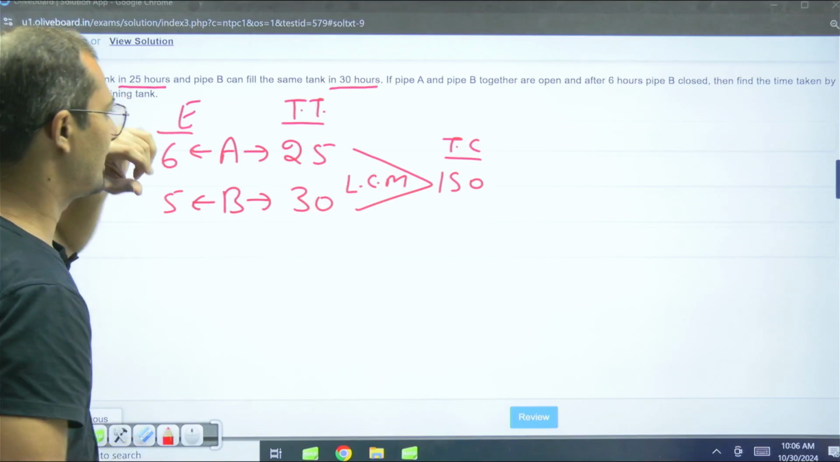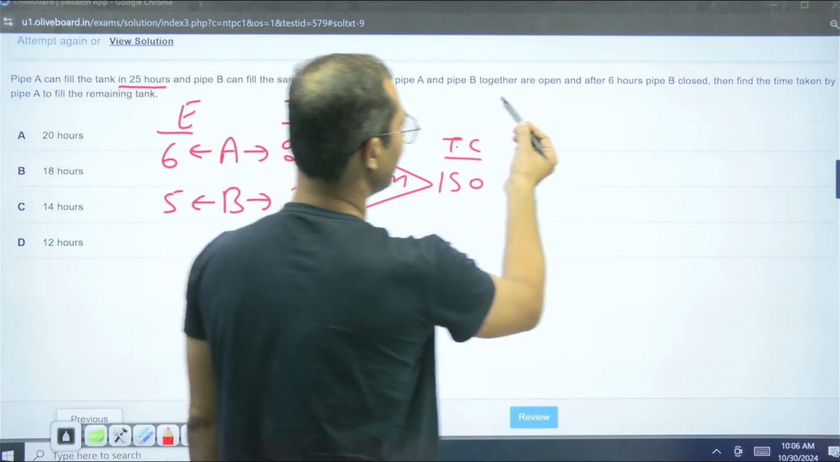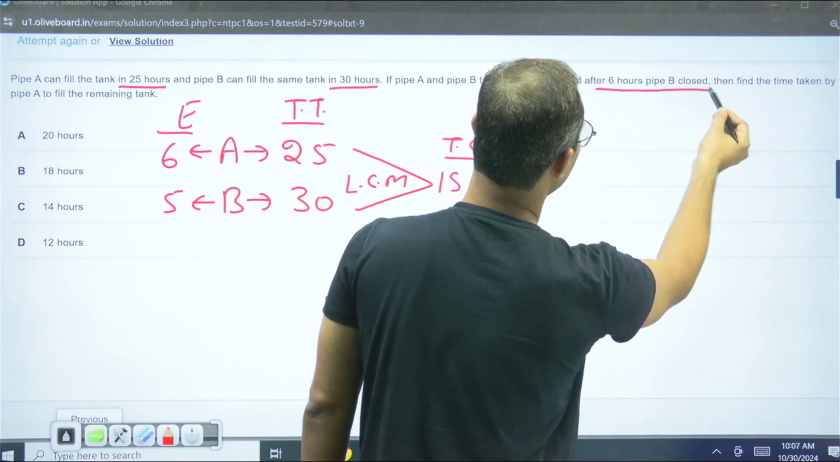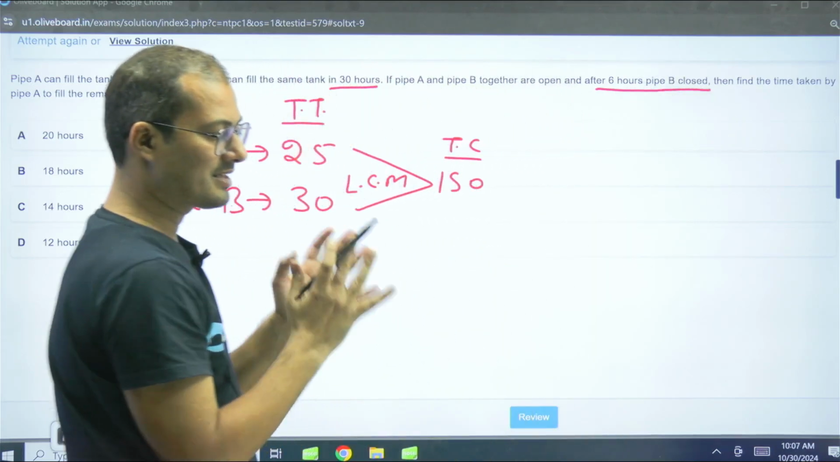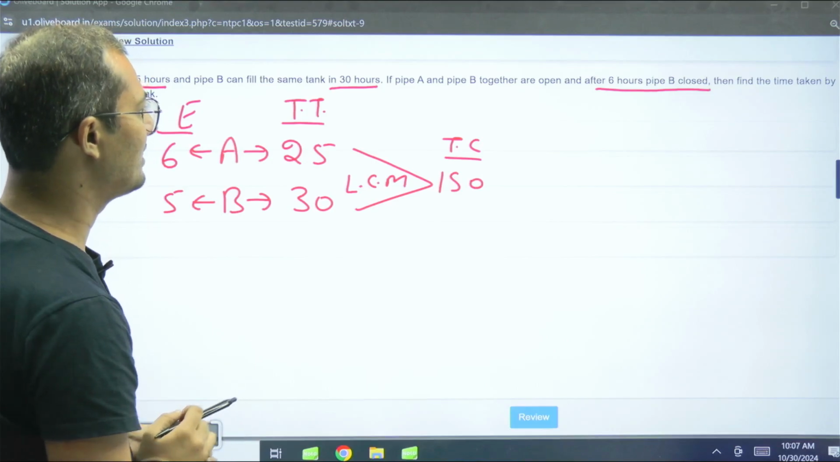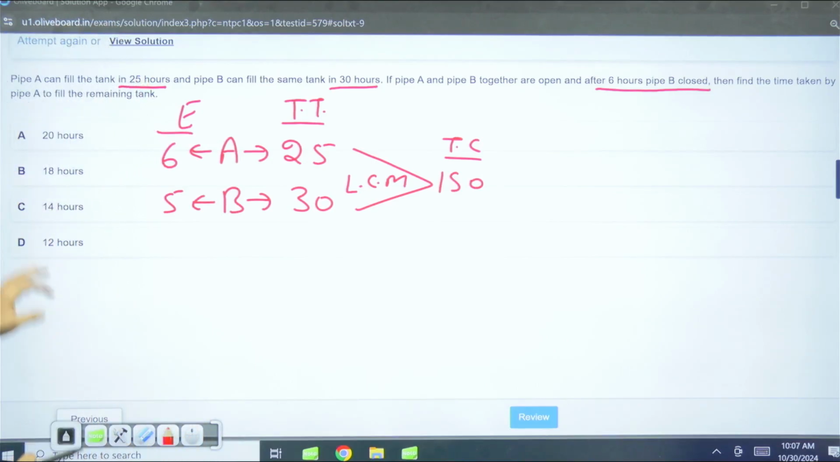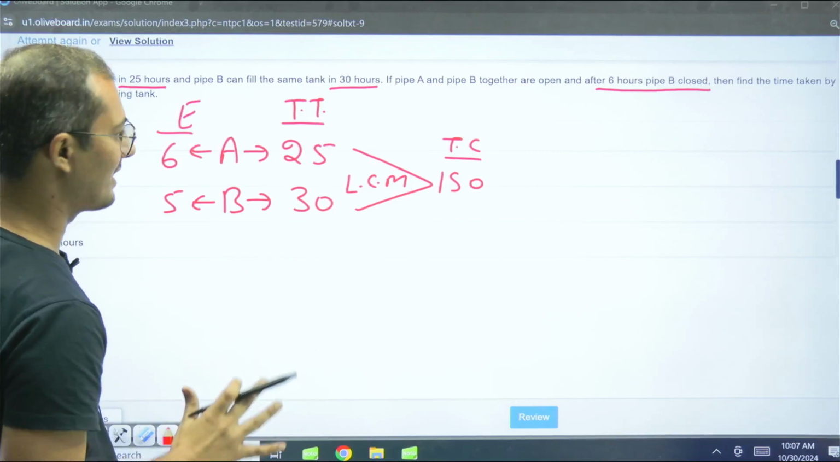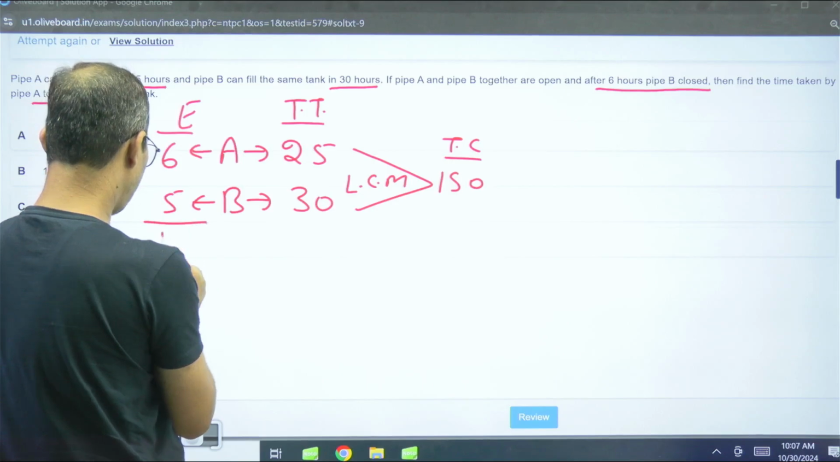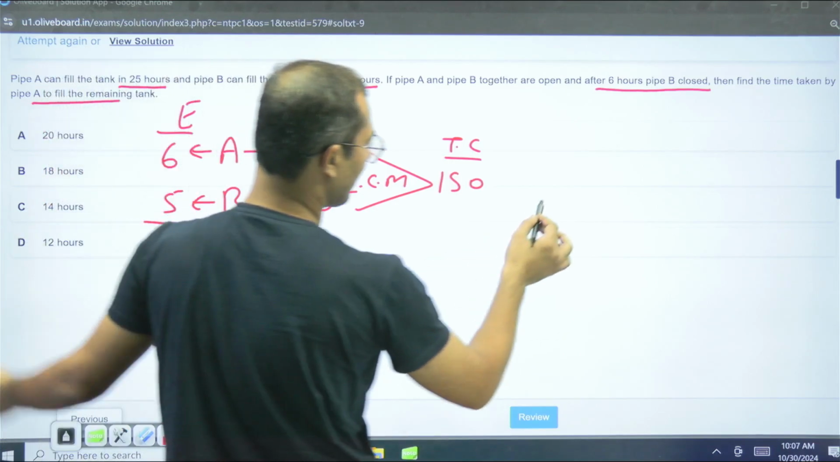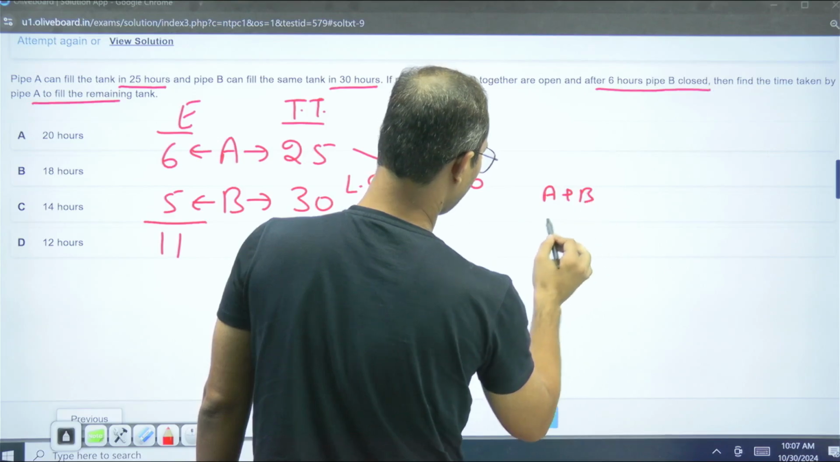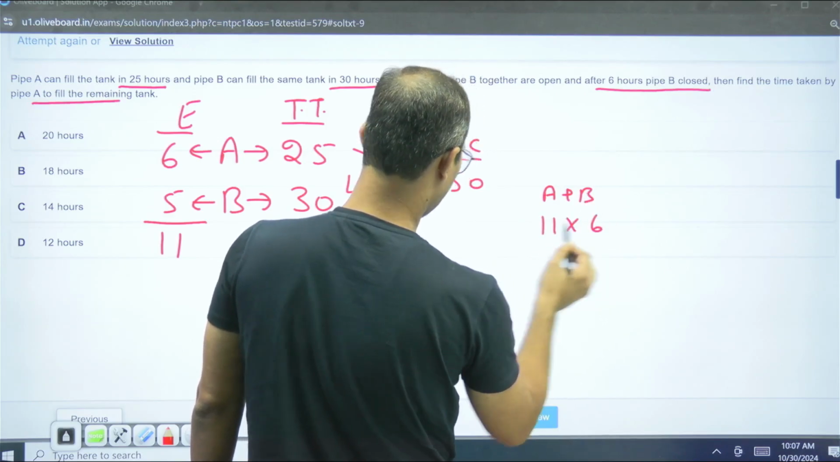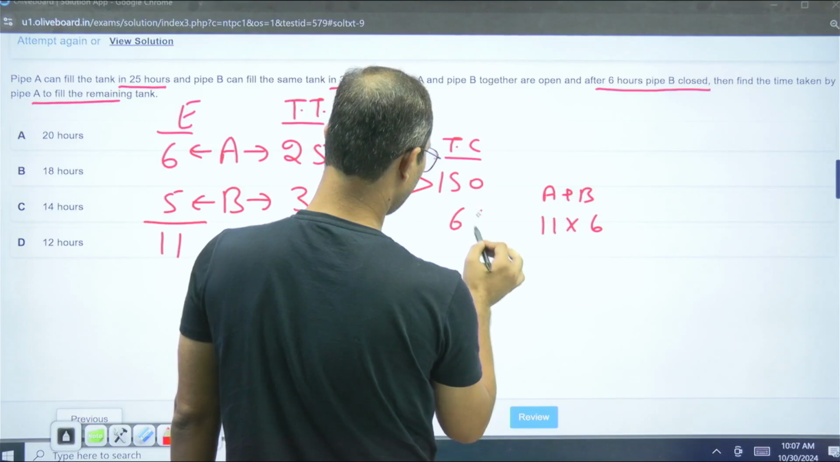Now the question is saying if A and B together are open and after 6 hours P is closed, find the time taken by pipe A to fill the remaining tank. In 6 hours A and B together can fill 11 units per hour, so 11 into 6, they can fill 66.